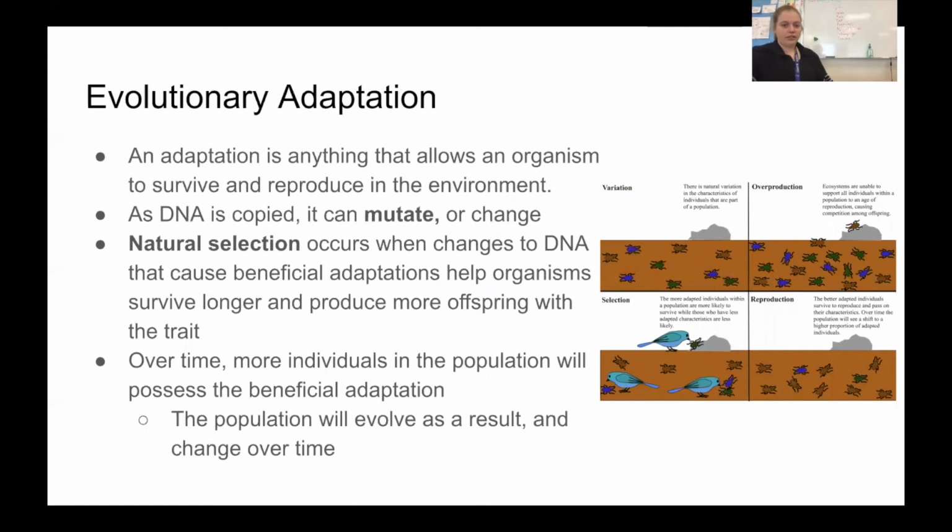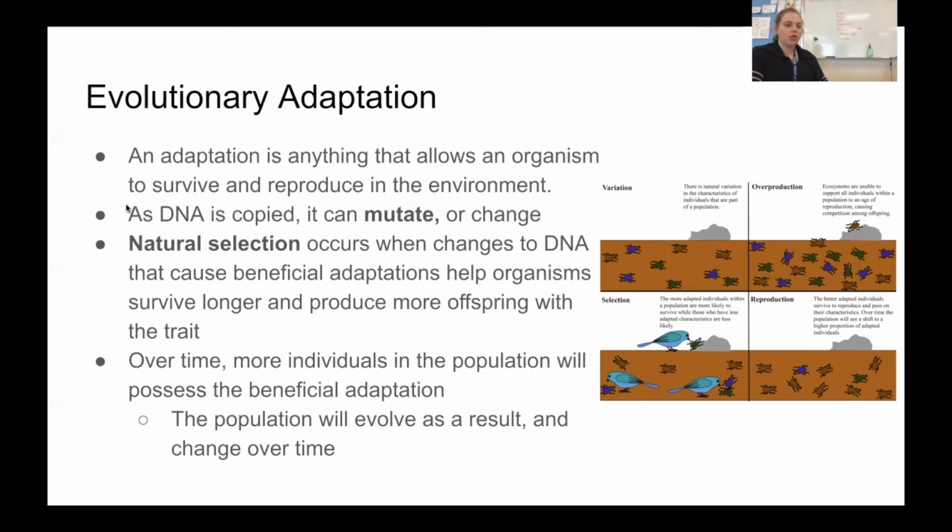Our last characteristic of life is evolutionary adaptation. All populations change over time, and adaptation is anything that's going to allow an organism to survive and reproduce in its environment. That's a key phrase, survive and reproduce. Chances are if something survives longer, it's going to reproduce more and pass on this trait that allowed it to survive for so long. Remember, if DNA is copied, it can mutate or change, and we'll discuss how this DNA can become mutated. But in asexual organisms, this is the only way we're going to have adaptation occur.